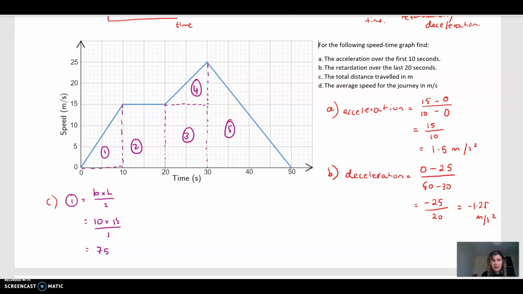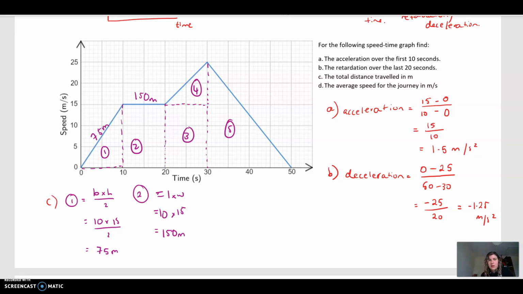That's my area, or my distance, in meters. That's the distance that I've traveled in that first 10 seconds. My second shape is just a rectangle, so length by width. That's 10 by 15, which is 150 meters. So within that next 10 seconds, I've traveled 150 meters, and I might actually put this on here. I'm going to write 75 meters there, 150 meters here, and then I can add them together later on.